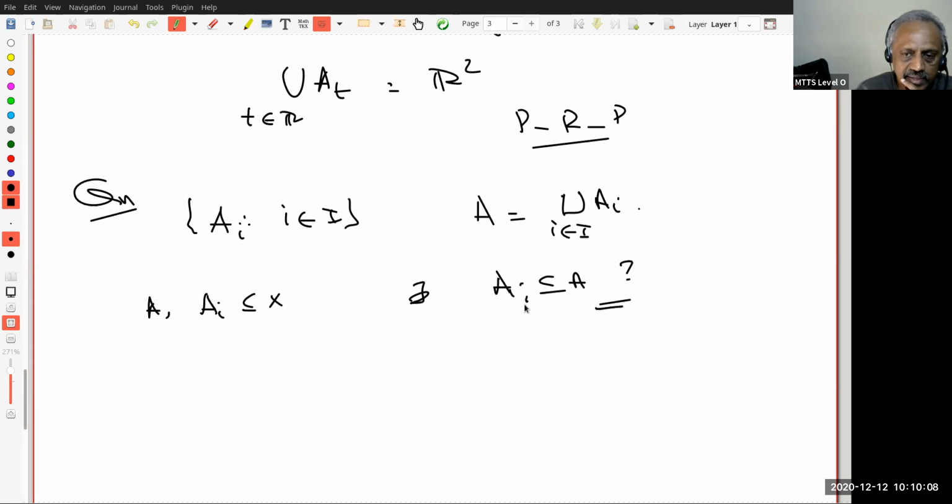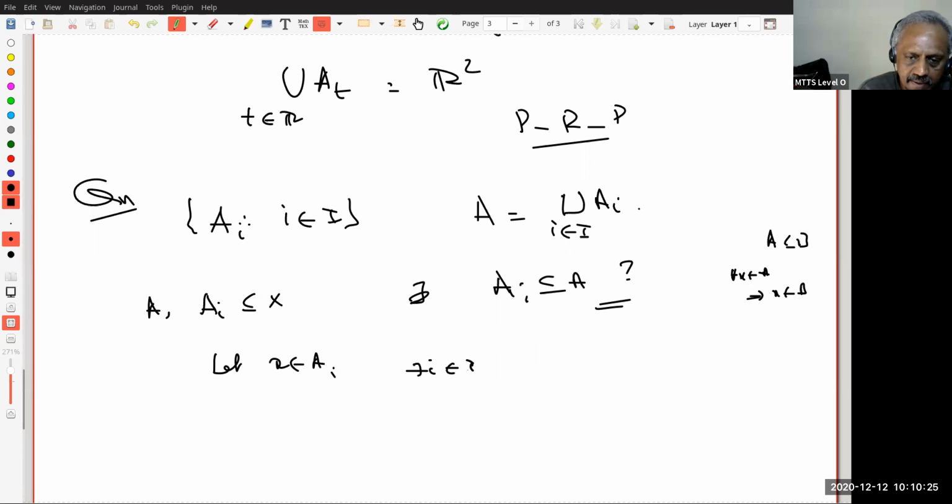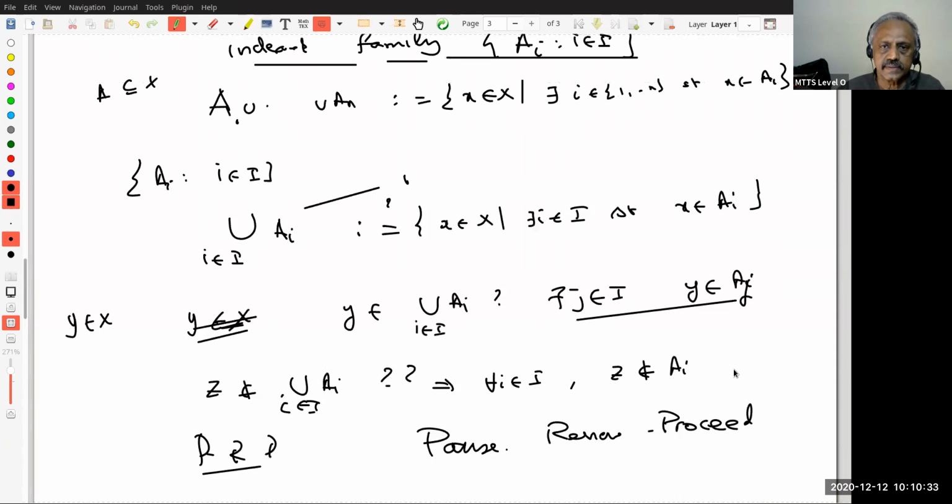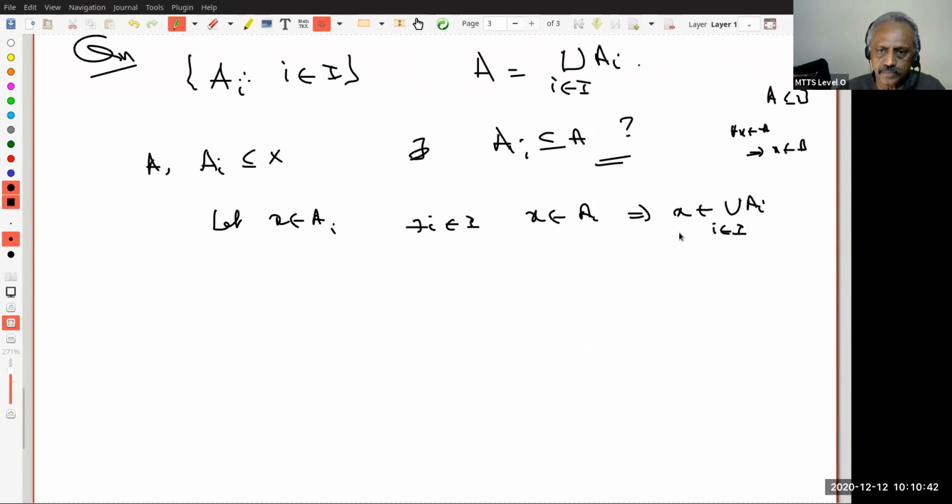So when do I say A is contained in B? Give me any x in A, I have to show x is in B, right? So let x belong to A_i. I want to know whether x belongs to A. But if x belongs to A_i, that means there is an i in I so that x belongs to A_i, that means x belongs to the union of A_i. That's our definition. For x to be in the union, I have to find at least one i so that x is an element of A_i. So we have proved it. This is very trivial, but I just want you to see how to go through these things rigorously.